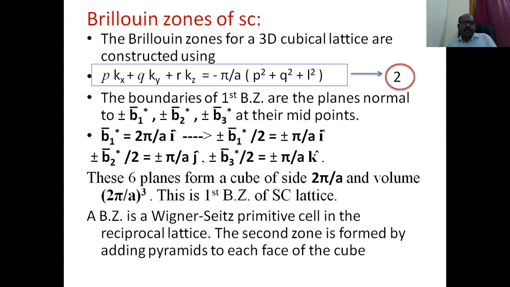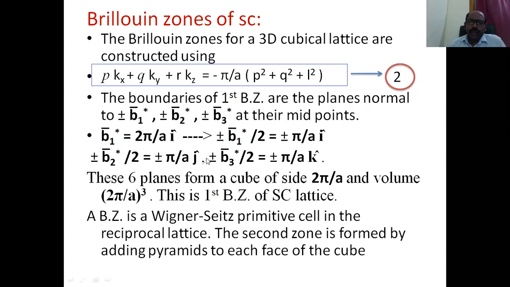Okay, here if these are the basis vectors in reciprocal lattice b1 star, b2 star and b3 star, the first Brillouin zone can be constructed by drawing planes at the midpoints of these vectors in all directions. That means plus b1 and minus b1, plus b2 and minus b2, just like that. So these are the vectors. So it is for simple cubic.